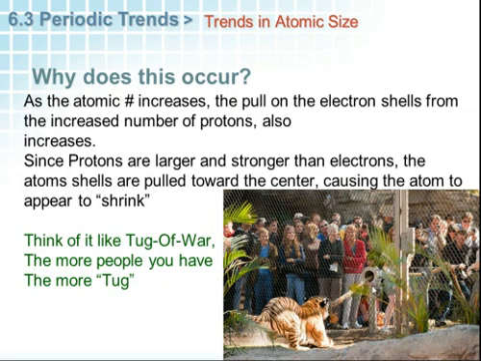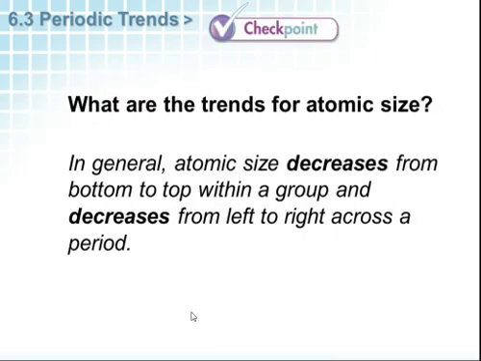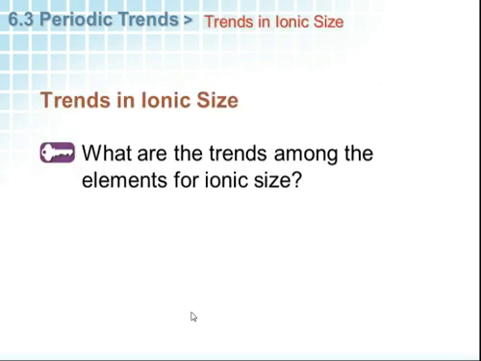And that's why as I move to the right on the periodic table, the size of the atomic radius actually gets smaller. So what are the trends for atomic size? It decreases from bottom to top, and it decreases from left to right.